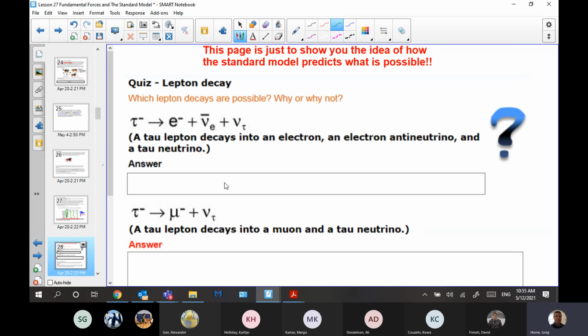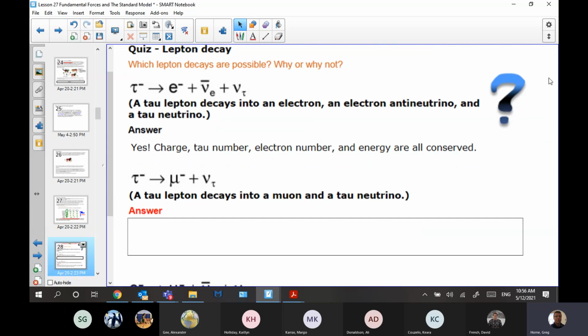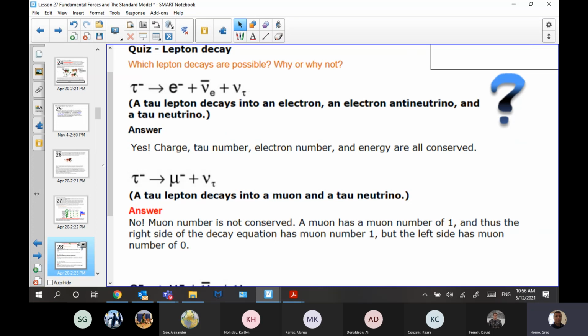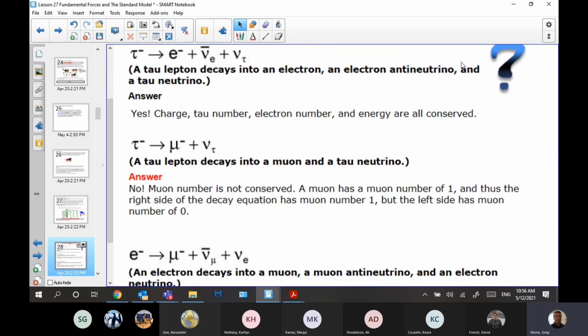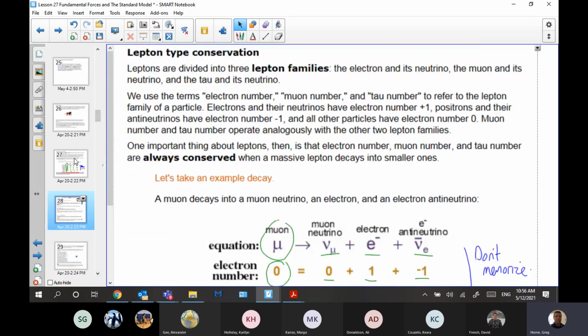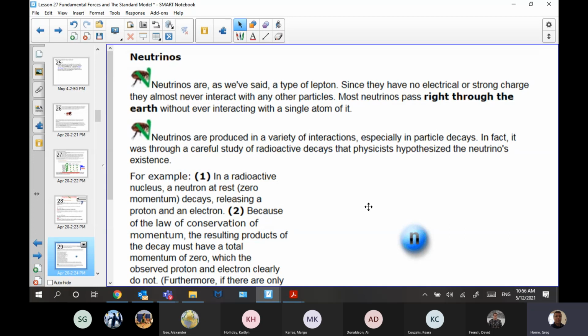And just in general here, the idea is to say, they can because the numbers would be conserved, and I'm not asking you to analyze it. Can a tau particle become a muon and a tau neutrino? The answer is no, because if you analyzed it out, the muon number wouldn't be conserved, and so on for each one of these. Okay, so that's the idea of it, just in general, just to help you picture what particle physicists can do. They can actually predict what can or can't happen, and then they test it, and they're right all the time. It works really well.